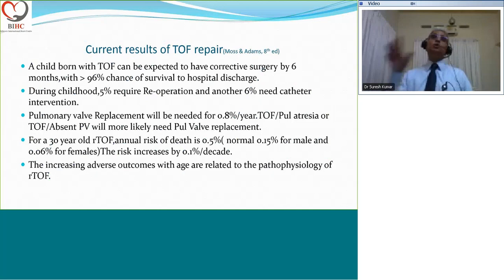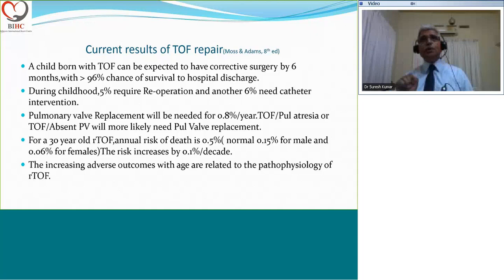With all these, let us also look at the brighter things. A child born with tetralogy today can be expected to have corrective surgery by 6 months with a 96% chance of survival to hospital discharge in places where access to surgery is not a problem. During childhood, there's a 5% risk of reoperation and another 6% risk of catheter intervention. You need pulmonary valve replacement for repaired tetralogy at the rate of a little less than 1% per year. Obviously, those with pulmonary atresia or absent pulmonary valve will need pulmonary valve replacement more often and more likely.